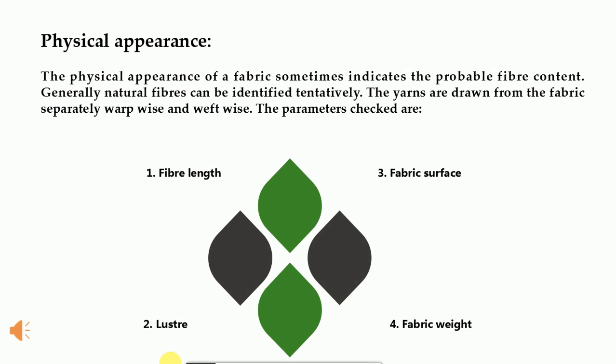Physical appearance. The physical appearance of a fabric sometimes indicates the probable fiber content. Generally, natural fibers can be identified tentatively. The yarns are drawn from the fabric separately, warp-wise and weft-wise. The parameters checked are fiber length, luster, fabric surface, and fabric weight.